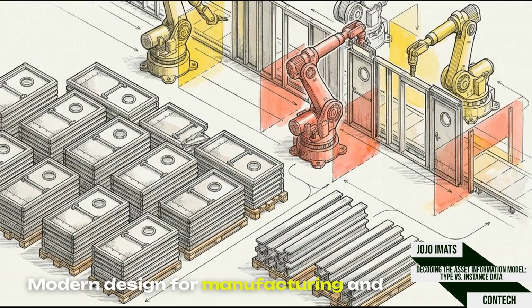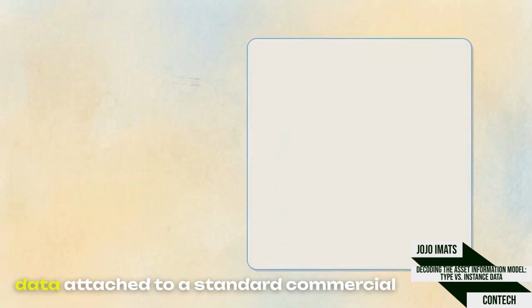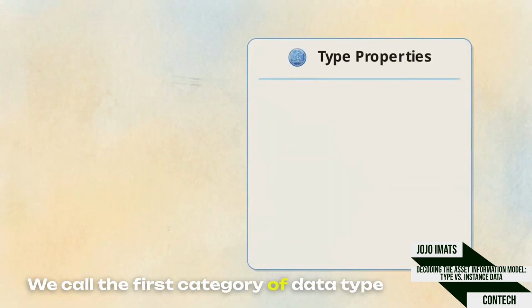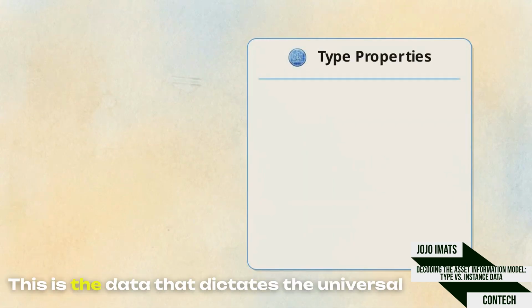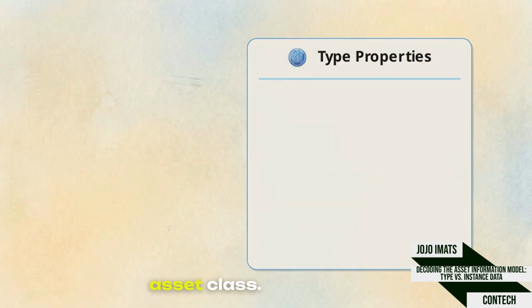Modern design for manufacturing and assembly relies on standard parametric components as the primary building blocks of a model. This UI properties panel represents the data attached to a standard commercial fire door. We call the first category of data type parameters. This is the data that dictates the universal shared characteristics of this specific asset class.